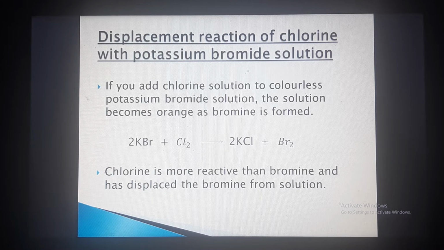And also here there is evidence of the reaction. When carrying out the reaction, first of all we are using colorless solutions. Then after we mix them together, we get an orange solution. This orange solution is bromine solution. Bromine is forming here as Br2. This Br2 is orange in color.